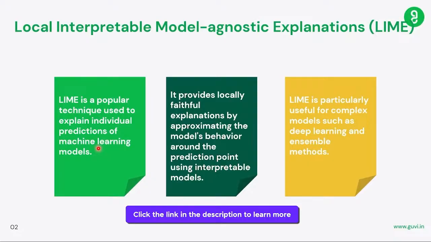Once the synthetic samples are generated, LIME fits an interpretable model to them. This interpretable model could be simple linear regression, a decision tree, or another interpretable model. The goal is to approximate the behavior of the complex model locally, specifically around the instance of interest. By fitting the interpretable model to the perturbed samples, LIME can provide insights into how individual features contribute to the model's predictions for that particular instance.